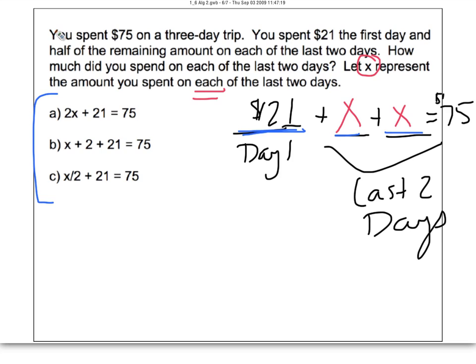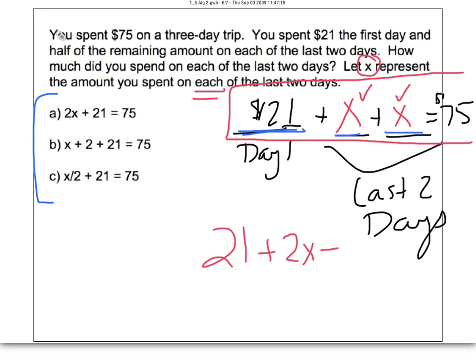If you look at it, this is kind of my mental verbal model that I just turned into an algebraic model. So X is on each of the days, so that's day 1, and X is on day 2. So in terms of this, you'd add your like terms. So it's going to be 21 plus 2X equals 75. So based on that, equation A would be the right one to answer the question.